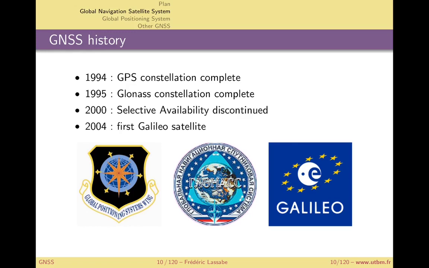So in 1994, the GPS constellation was complete. 1 year later, the GLONASS constellation was complete. In 2000, the selective availability was discontinued. We'll talk about that a bit later because it's strongly linked with the military history of the GPS. And in 2004, the first Galileo satellite was launched, and in 2020 we still do not have the full Galileo constellation.